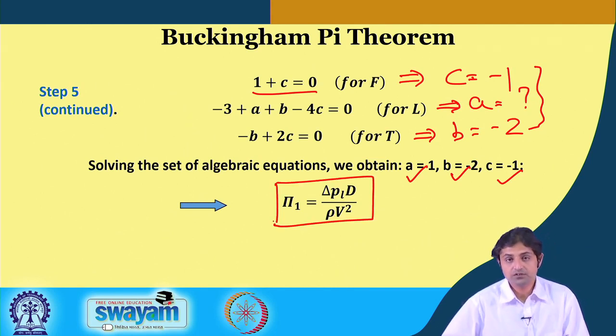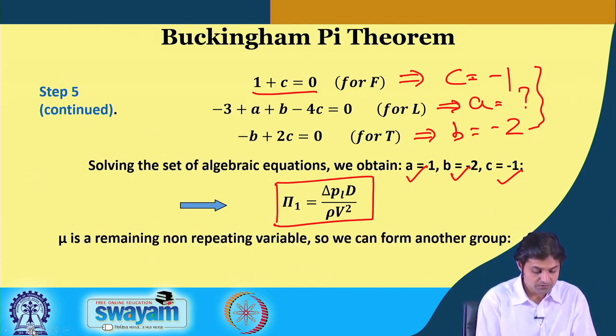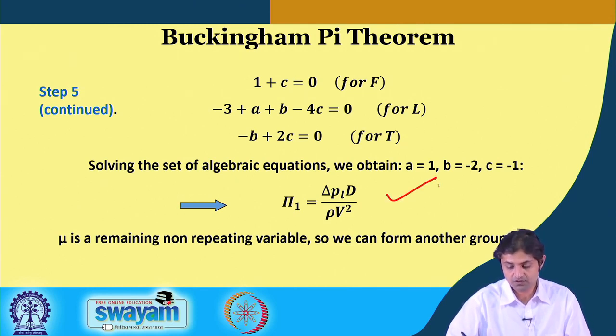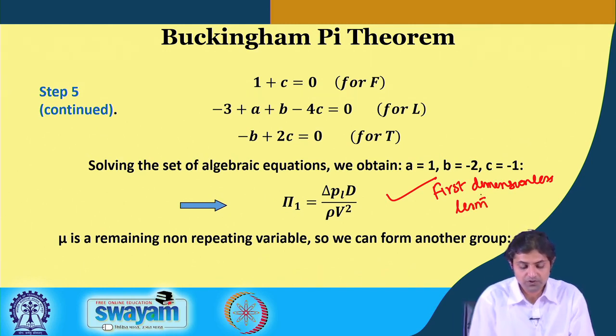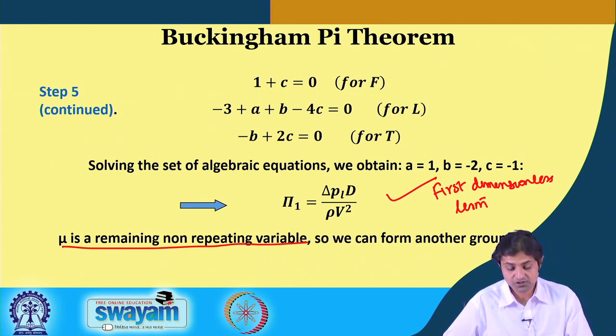So, the first dimensionless term we have found out. Now, there is only mu remaining, which is the non-repeating variable. In a similar way we can form another group.